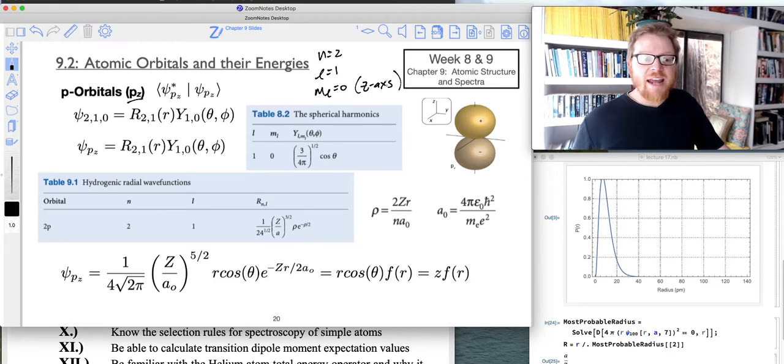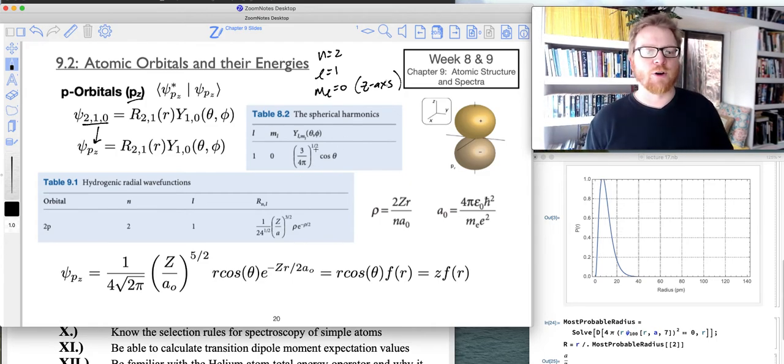And we're going to create this PZ wave function, psi PZ, and specifically we'll define our p orbital as the square modulus, psi star psi, of psi 2, 1, 0. Okay, so let's build that up. So I can separate that into the radial and angular components, R21 and Y10. Okay, and so instead of saying 210, we'll just adopt the psi PZ nomenclature.